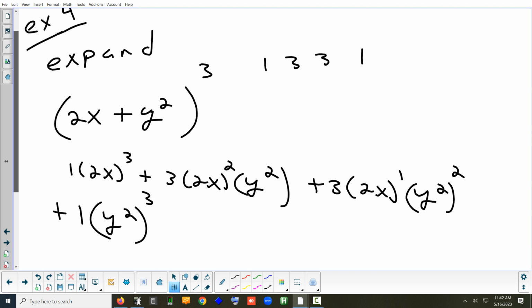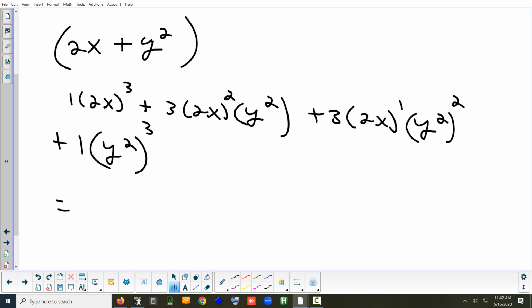So if you change what's in the parentheses to an a and a b, it will look exactly like what we did before. 1a cubed, 3a squared b squared. The only difference is what's inside the parentheses now. It's just not an a and a b.